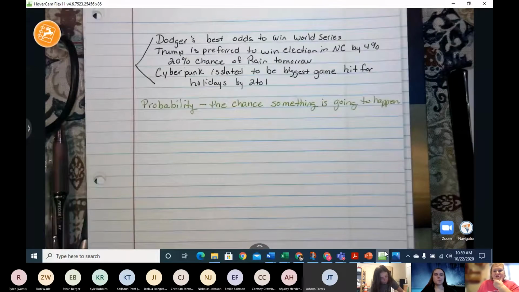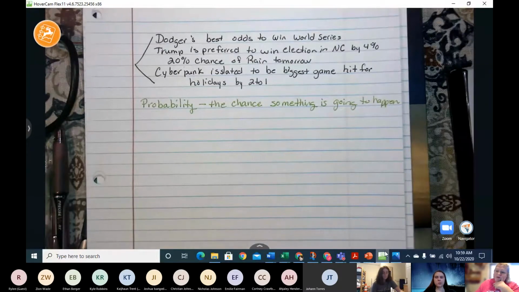So probability is the chance that something is going to happen. So when we talk about the Dodgers have the best odds to win the World Series, this is the chance that something is going to happen. Trump winning the election by 4% is a chance that something's going to happen. A 20% chance of rain tomorrow is the chance that something's going to happen. The game Cyberpunk being the biggest hit for the holidays by a 2-to-1 margin is the chance that something's going to happen. So all of these are probability situations of something going to happen.